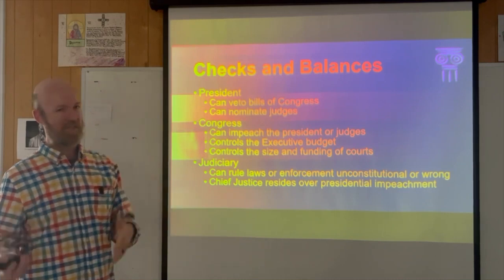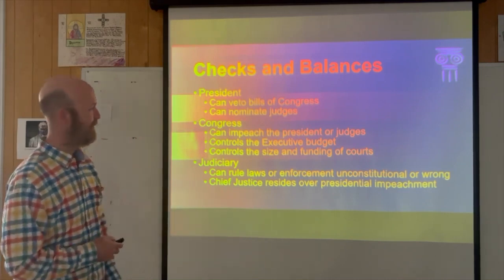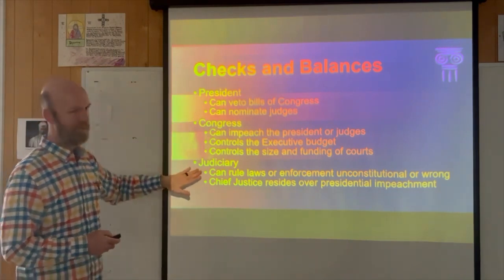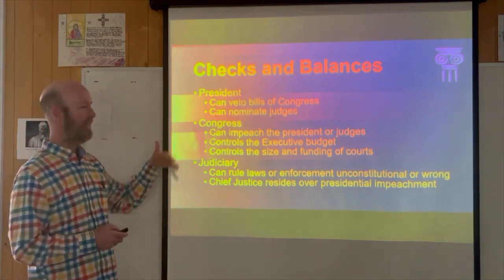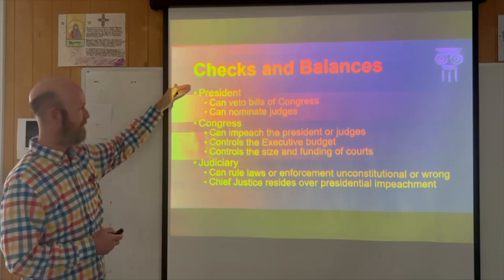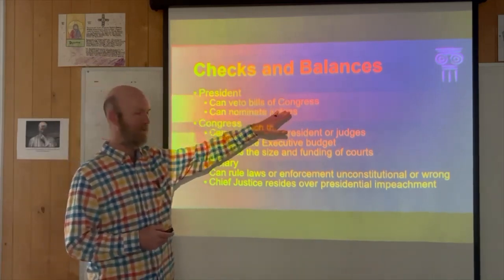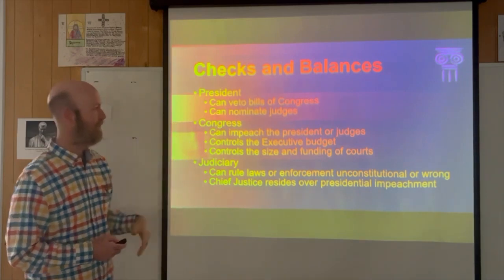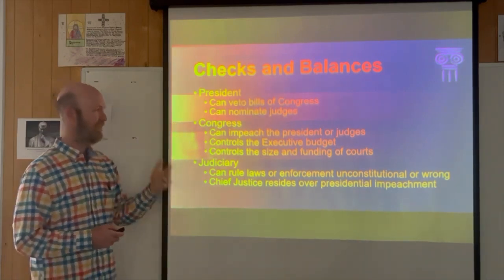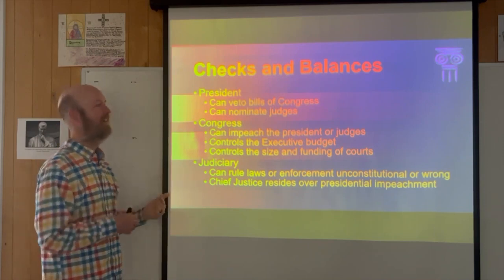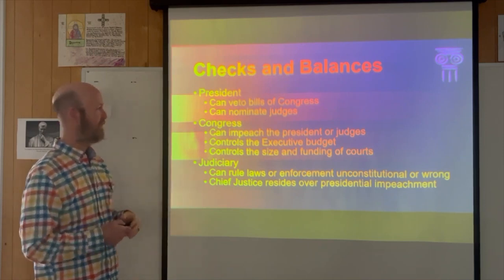Then we get into checks and balances built into the Constitution. Each branch has the ability to balance or check the other branches. So for example, the president can veto bills from Congress. Congress sends the president a bill to be approved or not. He can veto it. Of course, Congress can also override that later on with a much stronger vote.